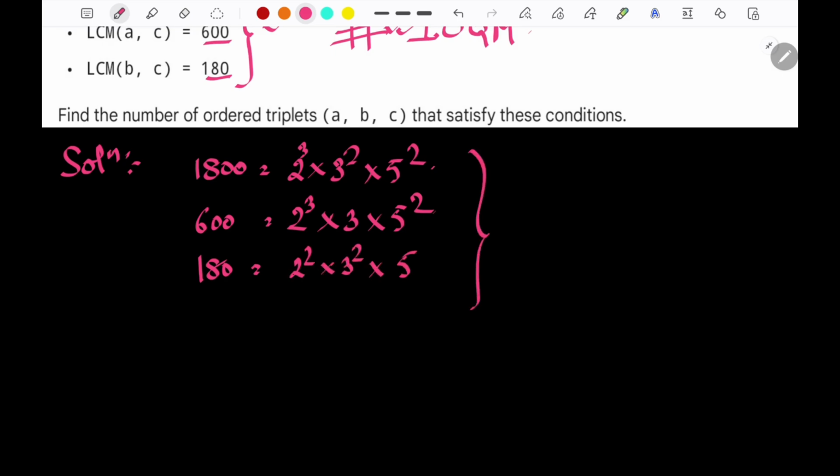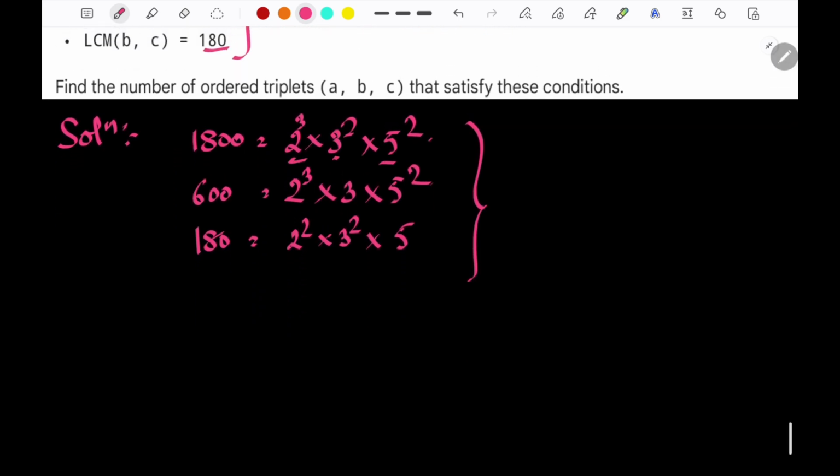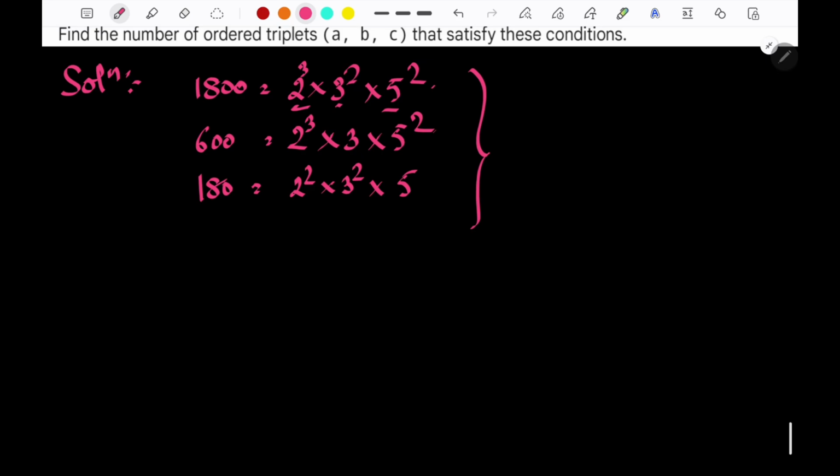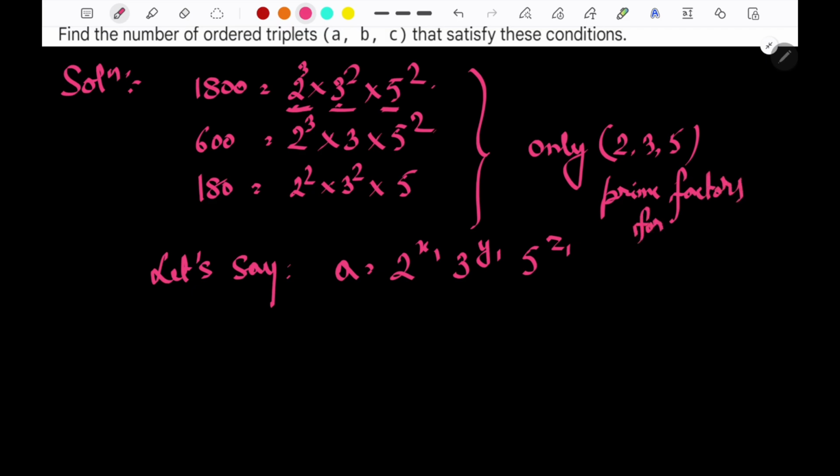Now this is the case. First, we are done with this. Second, I said, can we write A, B, C only in terms of this exponent? Yes. So let's say A is equal to 2 to the power x1, 3 to the power y1 and 5 to the power z1. Only this can be framed with A. Why? Because there are only exponents of 2, 3 and 5, only 2, 3 and 5 prime factors for A, B and C.